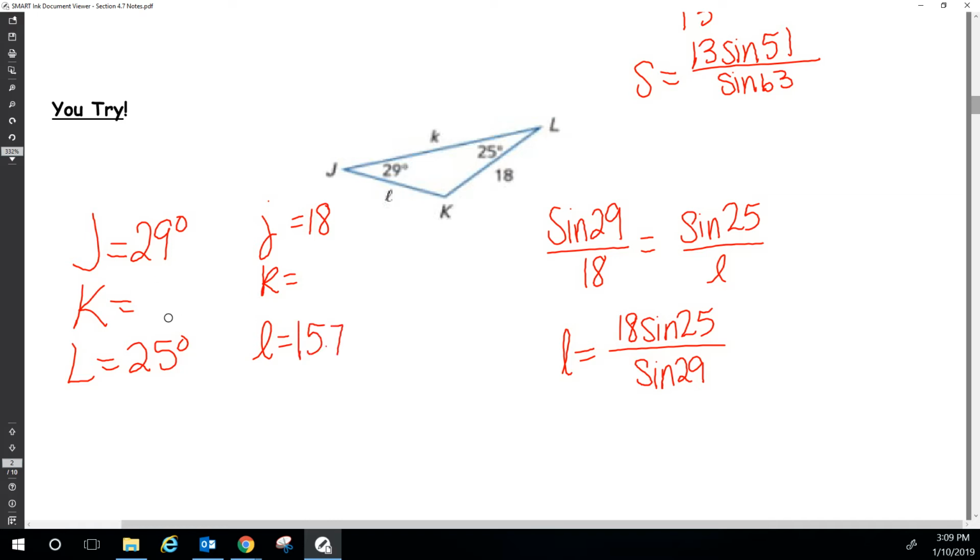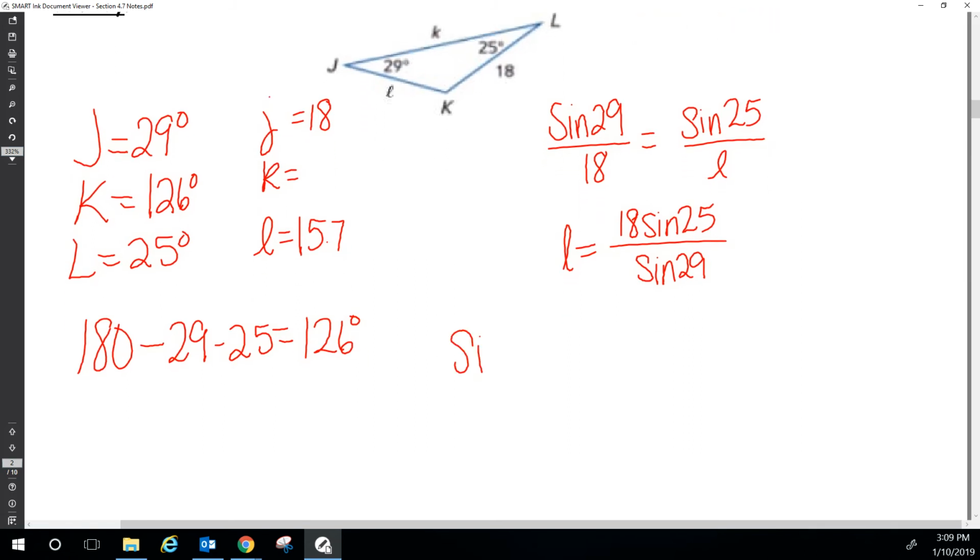We can find our third angle by subtracting from 180. So that'd be 180 minus 29 minus 25, which is 126. Nice fat obtuse angle. And then to find our last piece, we can use law of sines. You can use either of these pieces. I typically choose the one where I had both of the original pieces of information, not the approximated one.